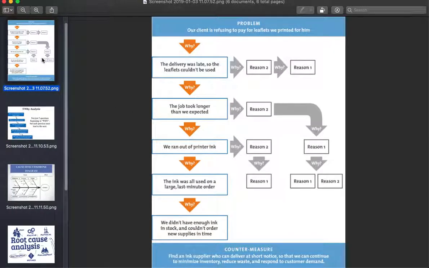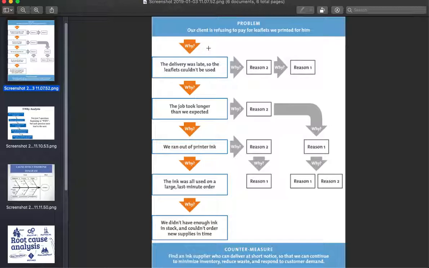Here's another way to illustrate the 5 whys. Our client is refusing to pay for leaflets that we printed. Anyone that's been in printing knows the value of on-time merchandise. I came from the sign and tag business. If something was late, then the price was wrong, and then you've got a weights and measures issue. So it wasn't unusual for us to have a drop-dead timeline.